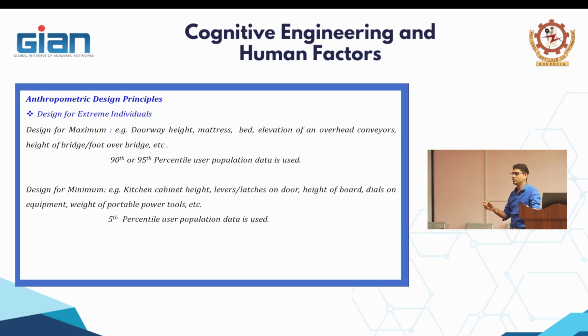That means you are considering a population size, and out of that you are obtaining the 90th percentile data, and you are saying what is the maximum height of this particular group who are going to utilize this facility. So if the maximum height person can come in and go out, that means everyone below that can easily come and go out. Right.